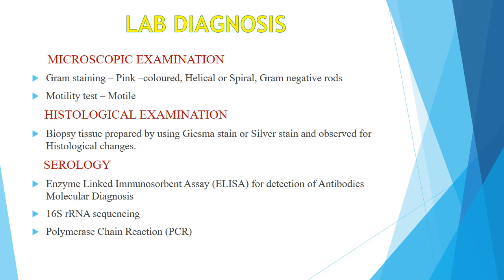The serology tests include ELISA to detect the antibody against H. pylori, 16S rRNA sequencing, and the final one is polymerase chain reaction. These are all the various laboratory diagnoses of H. pylori.